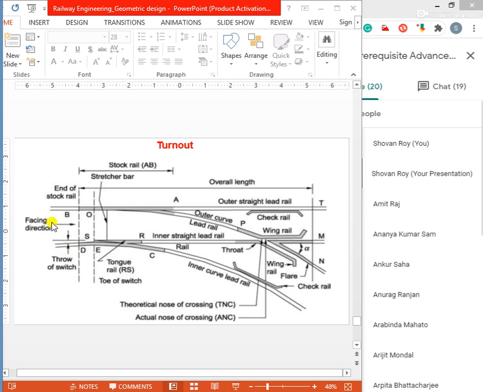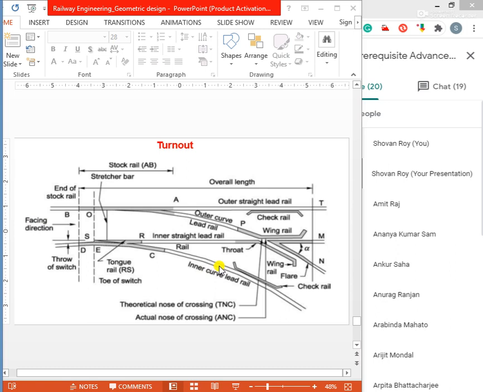This is the facing direction. The direction is trailing direction. So another important term, facing direction, is an important term in the turnout section. The direction is trailing direction if the vehicle has to negotiate a switch in a trailing direction.